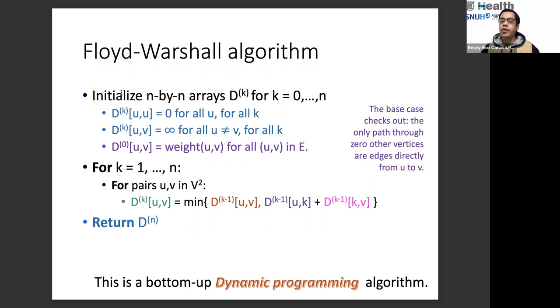So this is the pseudo code. Later you can read more details about how to make the pseudo code for every algorithm. To solve Floyd-Warshall, I make the pseudo code like this. You initialize n by n arrays for every step k, starting from zero until the end. For the distance from u to u, which is our start point, we get zero for all u for k, because it is our starting point, that's why we can set zero.